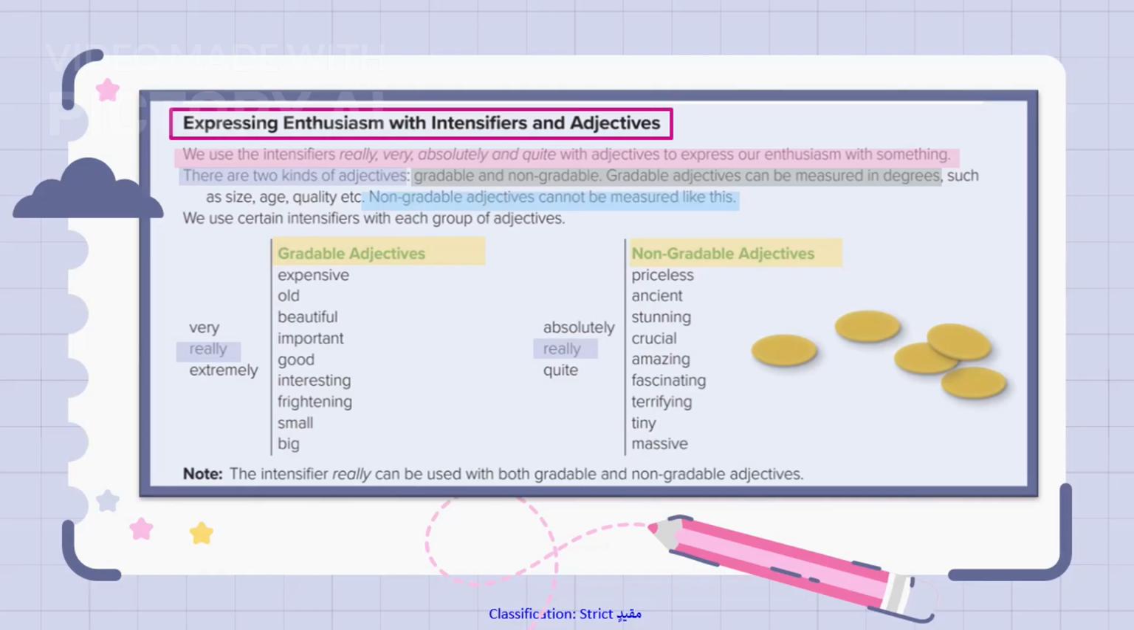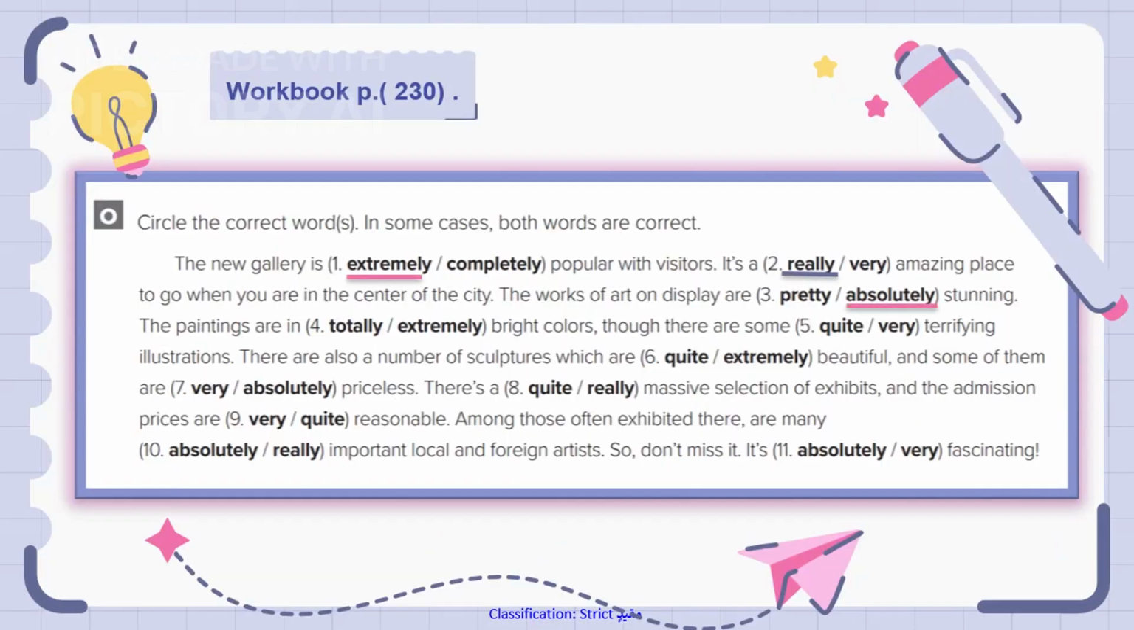Gradable adjectives can be measured in degrees, while non-gradable adjectives cannot. This distinction helps us convey our feelings more precisely. In this workbook exercise, circle the correct words to express enthusiasm. Some words can be used interchangeably, while others are more specific. This activity helps you understand how to use intensifiers effectively in sentences.